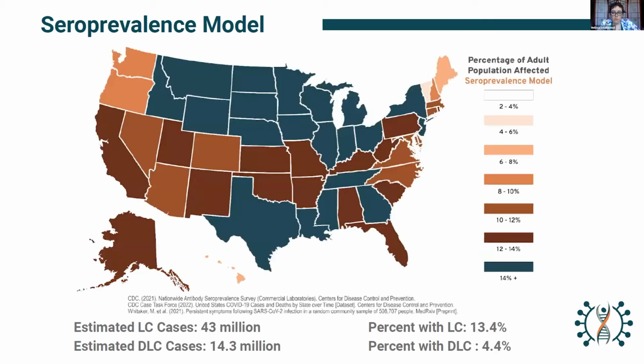And then the seroprevalence model, which, as I stated before, gives us estimates of about twice the number of COVID cases as the reported case model, estimates 43 million Americans, or 13.4% of the population, will develop long COVID, with 14.3 million, or 4.4% of the population, potentially being severely affected by this illness. Next slide.